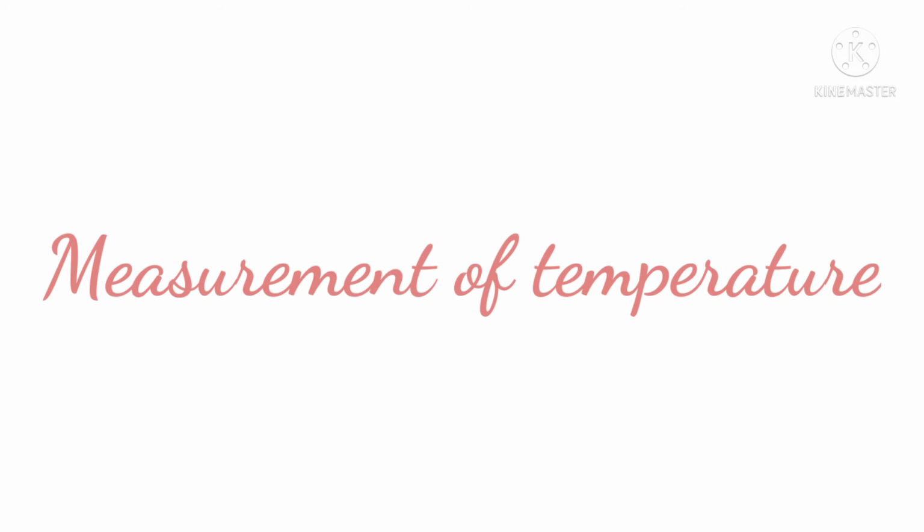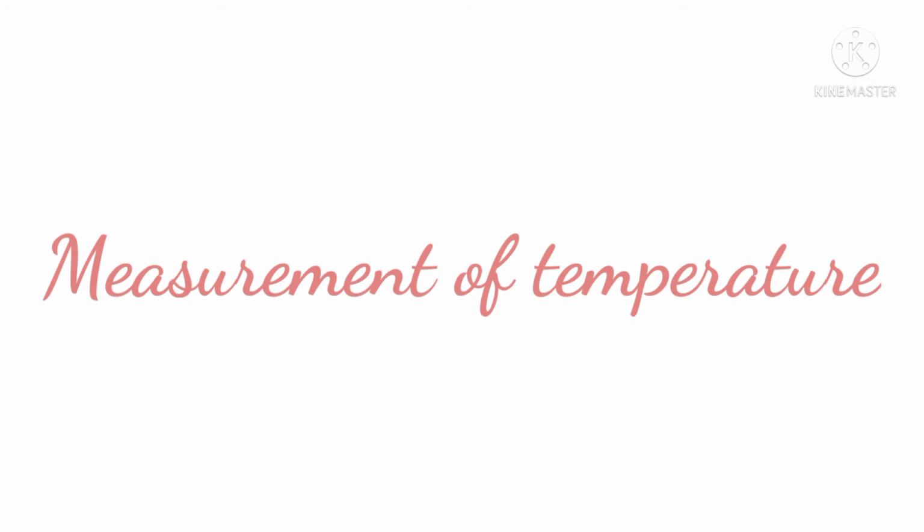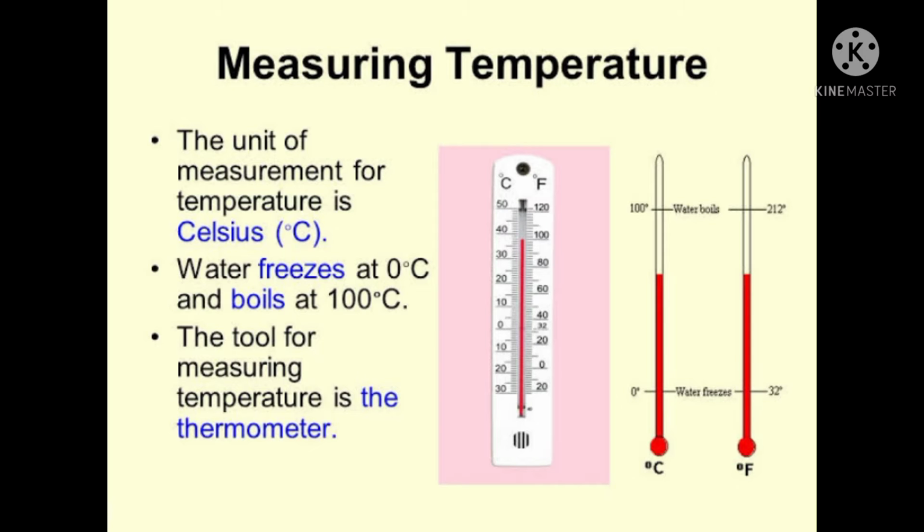Therefore, to know the relative hotness or coldness, that is the temperature of a given body, we use an instrument for this purpose. Measuring temperature. The unit of measurement of temperature is degree Celsius. Water freezes at 0 degrees Celsius and boils at 100 degrees Celsius. The tool for measuring temperature is the thermometer.